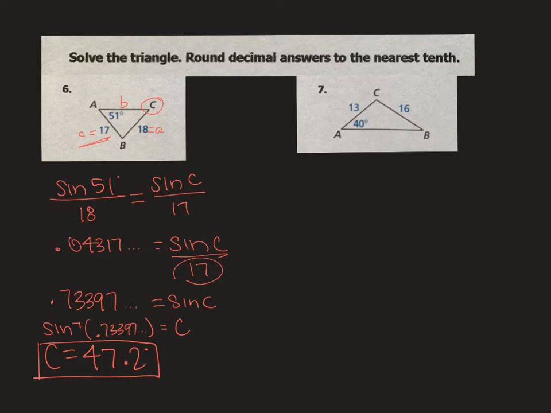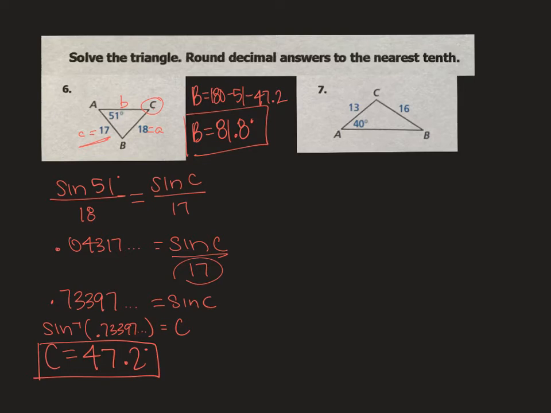So now to find angle B, we can make that a lot easier because all of those angles have to add to 180. So we can just do 180 minus the 51 for angle A minus the 47.2 for angle C, and we can get 81.8.